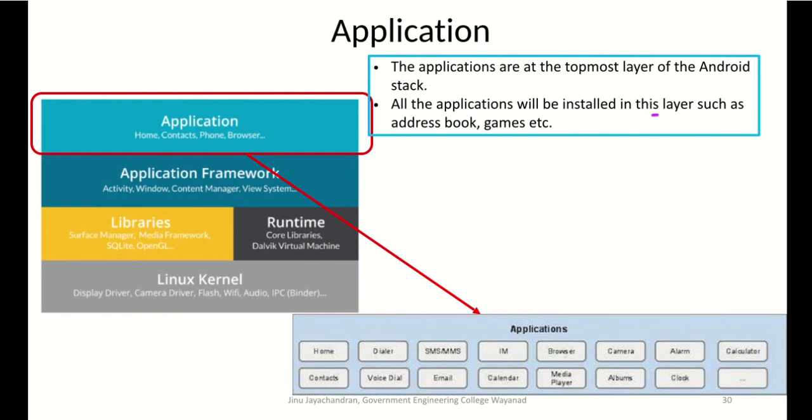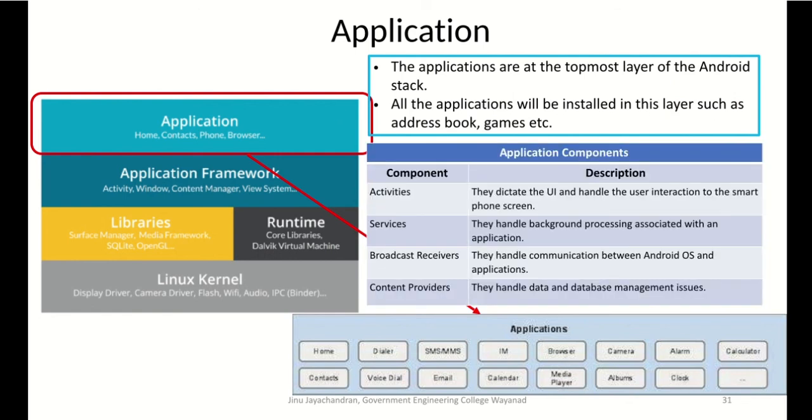This application will be installed in this application layer, and the application has many components. The first and foremost is the activity. If you look at an Android phone and open an application, it will open a window. That window is called an activity, and inside that window you can change many things, like clicking a button and moving to another window. All these windows come under the activity.